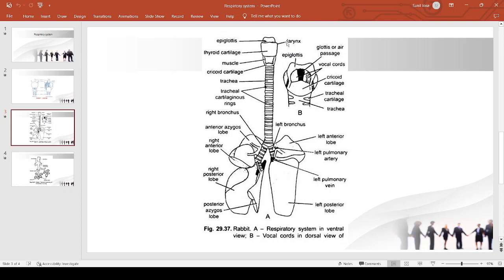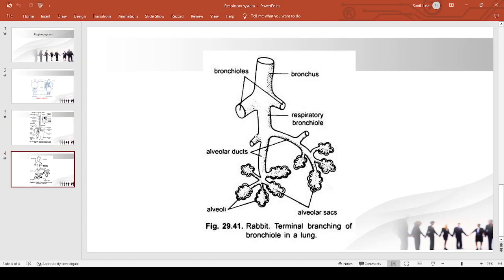So the larynx is the part that opens to the mouth. When we take in air, the air reaches this part. From here it goes down through this windpipe, otherwise known as the trachea. The trachea divides into two branches, known as the bronchus, plural bronchi. We can also see that the bronchi divide again into finer branches, and the smaller branches of the bronchus are known as bronchioles.